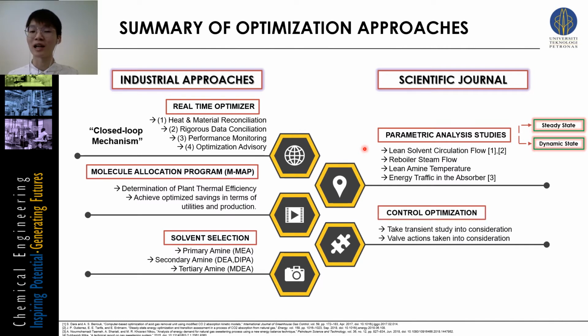And lastly, we have the control of the optimization, in which control is believed to be able to reduce the cost because it takes the transient study into consideration and also the valve actions into consideration in order to optimize the overall process of AGRU.